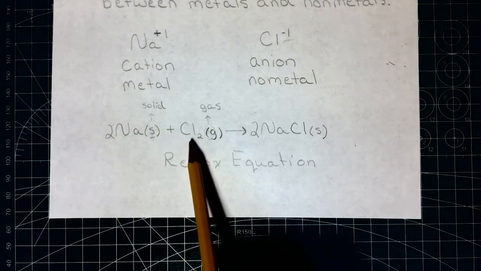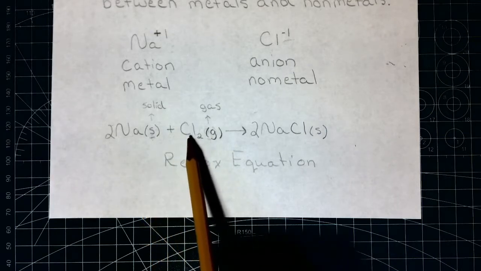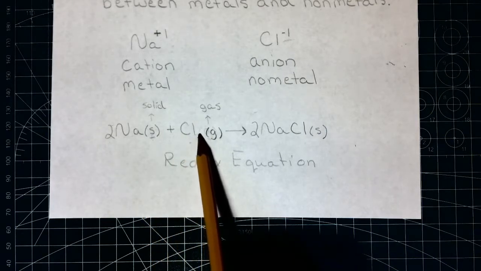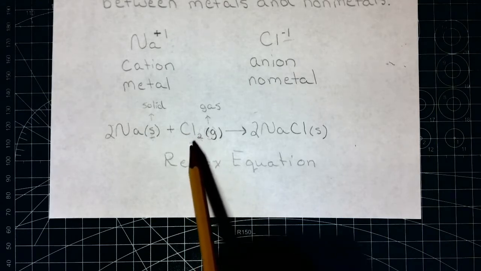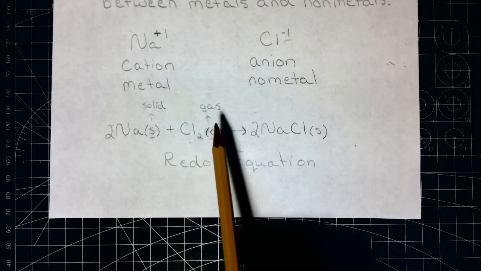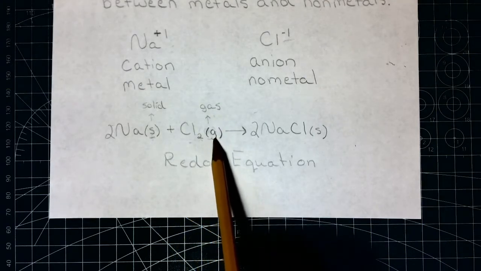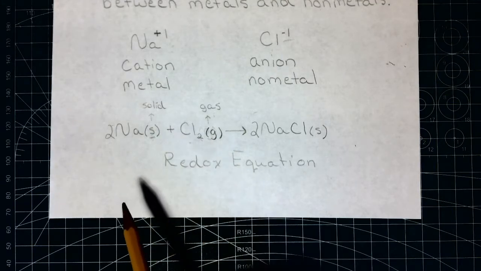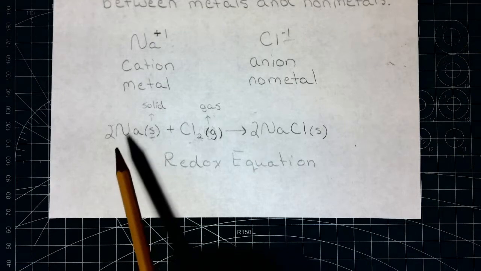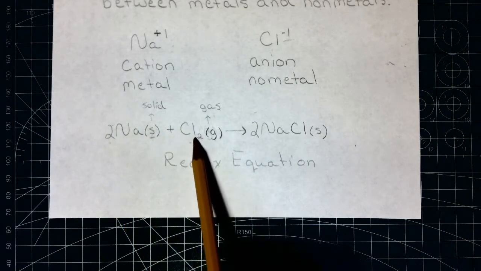To that, I'm going to add diatomic chlorine. So chlorine tends not to be lone atoms. It tends to bind to itself. And I'm going to indicate that by putting a little 2 down here to indicate that this is 2 chlorine atoms that are in a molecule bound to one another. And then I'm going to indicate that that is in the form of a gas, because chlorine's a gas at regular ambient temperatures.